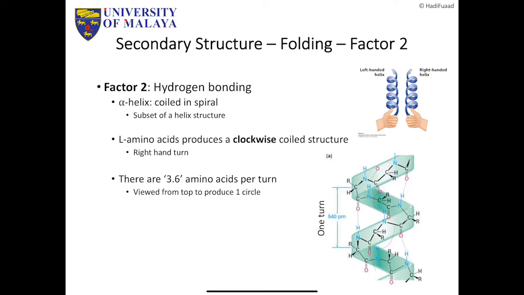Alright, factor number two, hydrogen bonding. Hydrogen bonding results in the formation of the alpha helix. As I mentioned, it's a subset of helix structure. L amino acids produce a clockwise coiled structure, or you call it a right-hand turn. I'll describe it later. There are 3.6 amino acids per turn, viewed from the top, to produce one circle. If you look from the top over here, to produce one circle like that, it requires 3.6 amino acids. That's what it means.